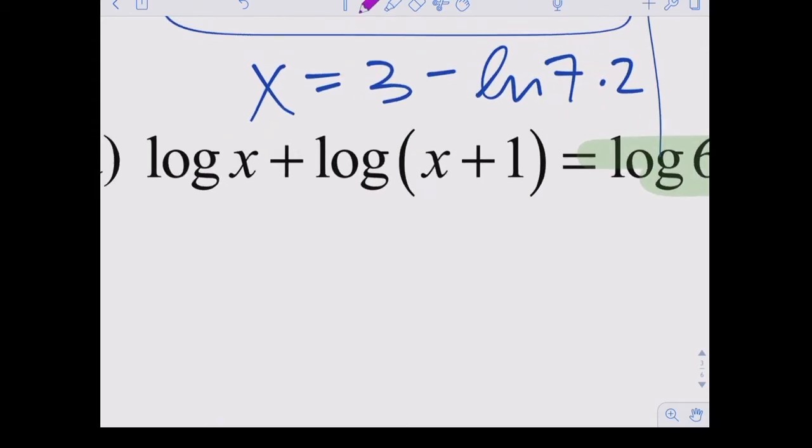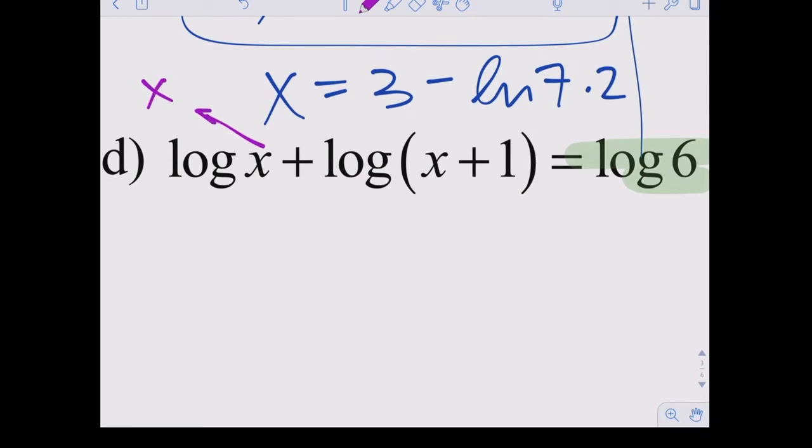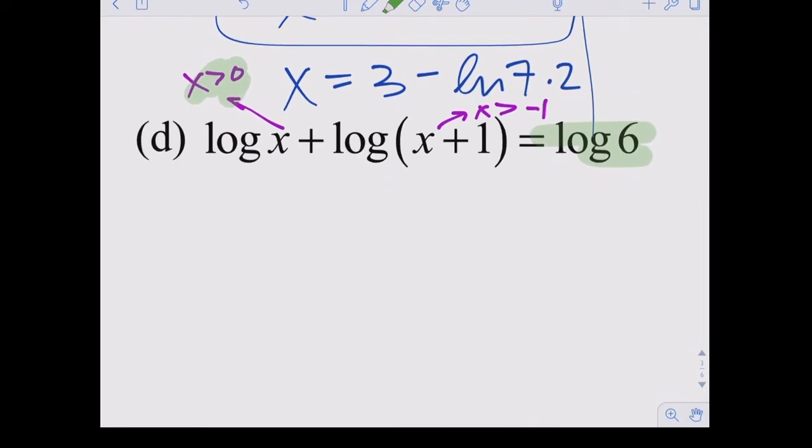Let's think about the domain very quickly. The first term requires x to be greater than 0. The second one requires x plus 1 to be greater than 0, so x greater than negative 1. By thinking about that in the end, you're avoiding having to plug your numbers back in and test them out. Which one of those domains would work for both of them? Greater than 0 or greater than negative 1? Greater than 0. Everything that's greater than 0 is also greater than negative 1. So our answers have to be positive.